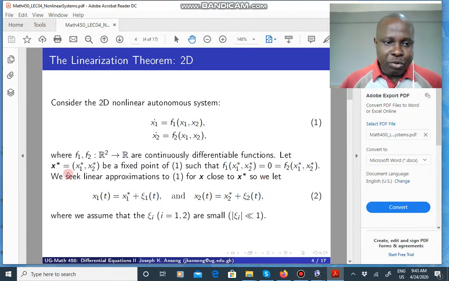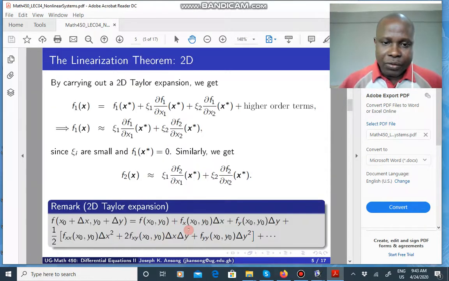So you pick a fixed point, which you are calling x star here, and then you expand or linearize about it. Okay, so you let x1 be equal to x1 star, which is your fixed point, plus a small perturbation, xi1, and then x2 be equal to x2 star plus xi2. So this is just a number, right? This is a fixed point. This is a small variable. Okay, xi1 and xi2. So once you have this, you plug these into the right-hand side of this equation and expand them. Okay. So that's what we're going to do.